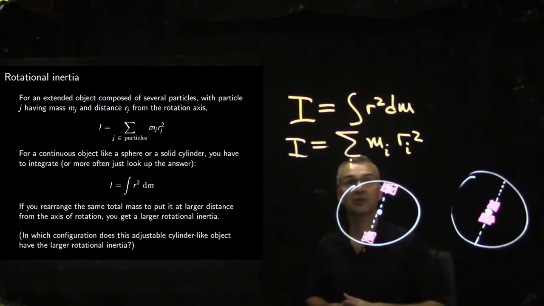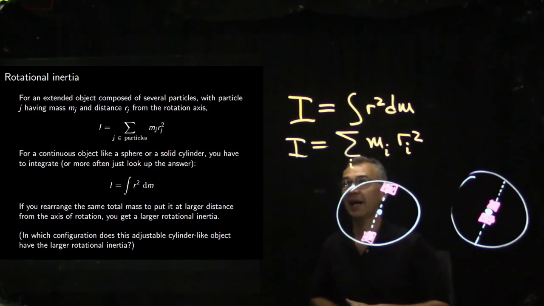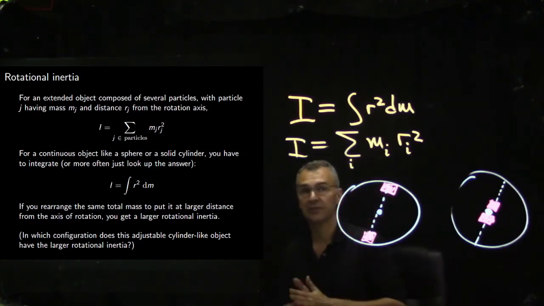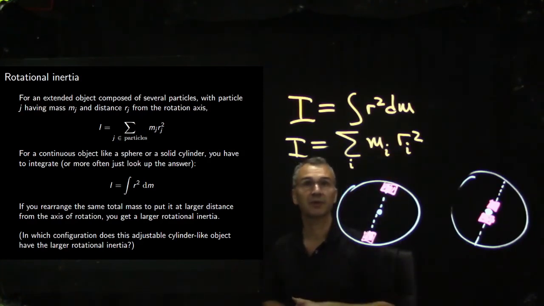If you have a continuous object like a sphere or a solid cylinder, then you have to integrate instead of adding, but more commonly you just look up the answer in a table. So these answers are tabulated. It's the integral of r squared dm. Except for extra credit, we will not calculate these ourselves. We will just look them up. So if you arrange that same total mass and put it at a larger distance from the axis of rotation, you get a larger rotational inertia.